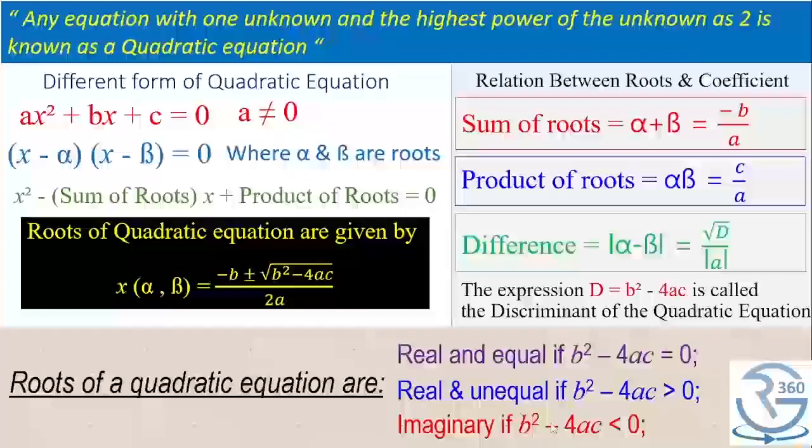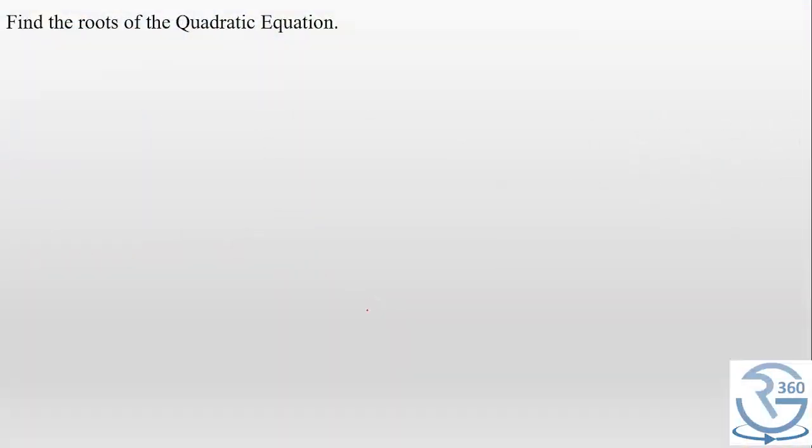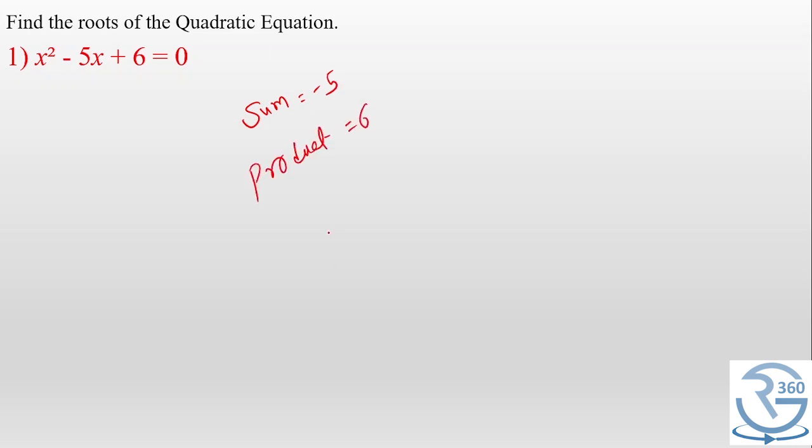So let's solve some good questions on quadratic equation. So here's our first question. Find the roots of the quadratic equation x square minus 5x plus 6. So we are going to solve this by splitting the middle term. I want the sum as minus 5 but the product as 6. So I'm going to use minus 2 and minus 3, because minus 2 plus minus 3 is minus 5, whereas minus 2 multiplied by minus 3 is 6.